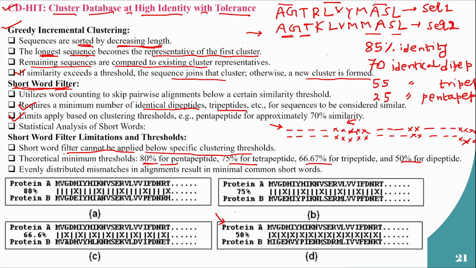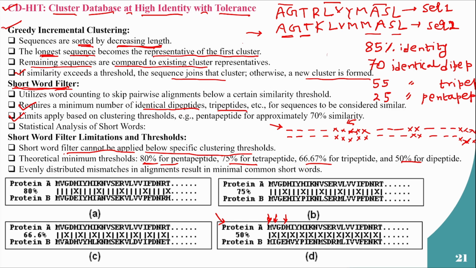But in the worst case scenario, if your 50% mismatch was distributed evenly throughout the entire stretch of the sequences, for example here, the first M versus M is matching, then V versus T is not matching, so there is a cross here, then G versus G is matching, then D versus E is mismatched, then H is matched. Even though they have 50% identity, you will not find any dipeptide sequence that is the same in these two protein sequences, because the mismatches are distributed evenly.